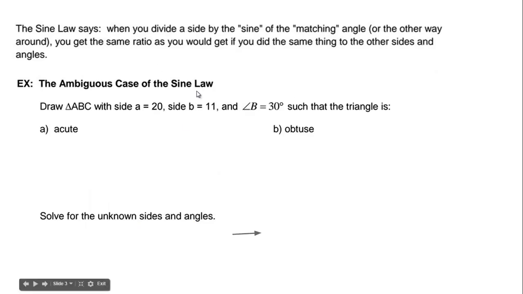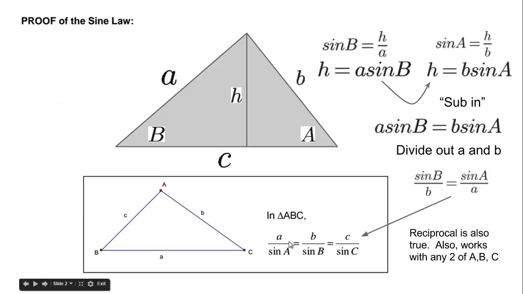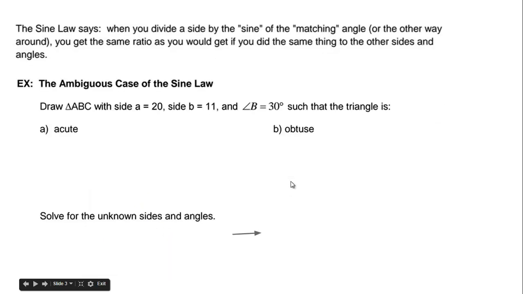Sine law says basically when you divide a side by the sine of the matching angle, or the other way around, you get the same ratio wherever you do that in the triangle. So the sine law is a formula, but it's a nice idea as well. If you divide the sine of an angle by a side, you get the same thing anywhere in the triangle. That's the sine law.